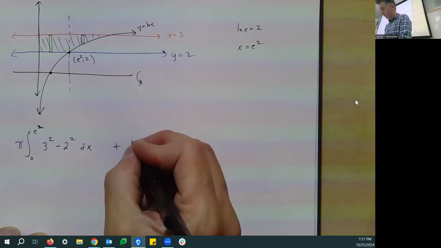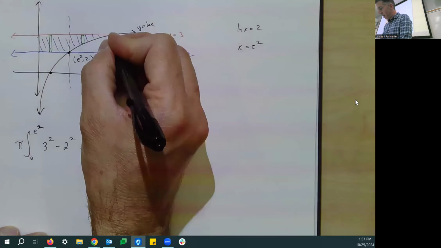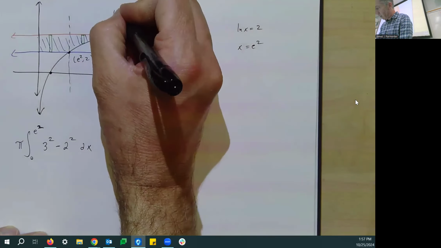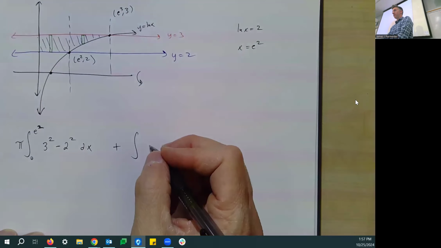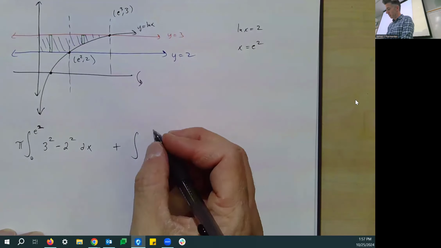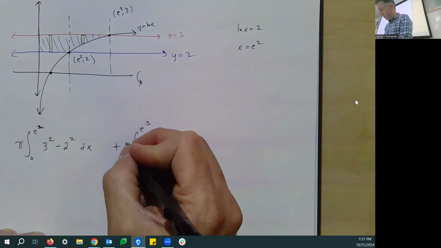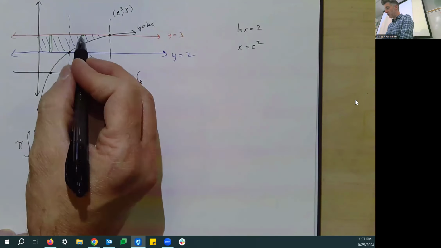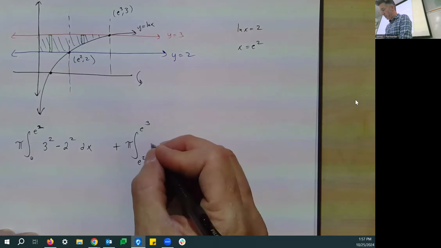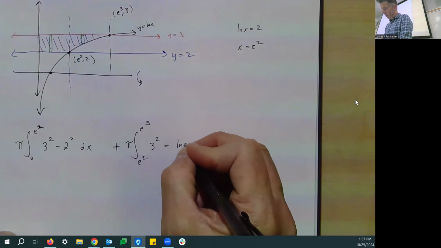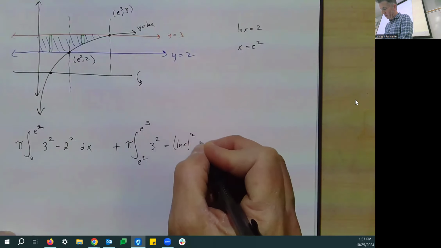So the next part, you're going to go from here to there. This point is probably e cubed comma 3, because if y is 3, then x has to be e cubed. So you're going to go from e squared to e cubed. And it's going to be pi times, okay, in this region here, my outer radius is still 3. My inner radius is natural log of x squared.